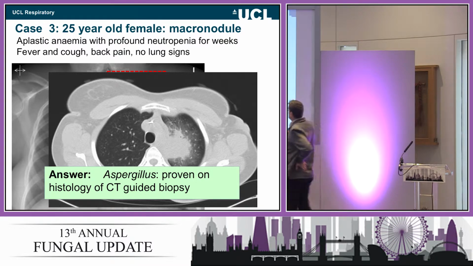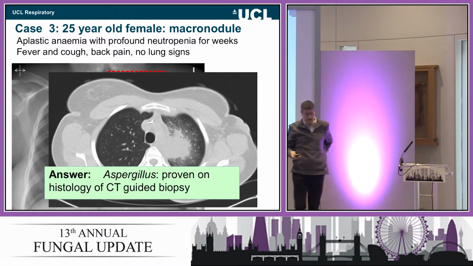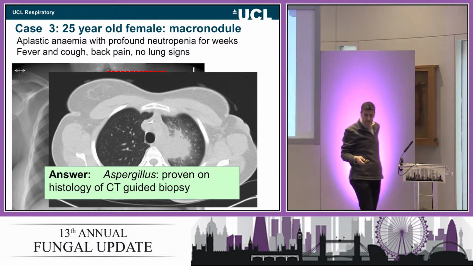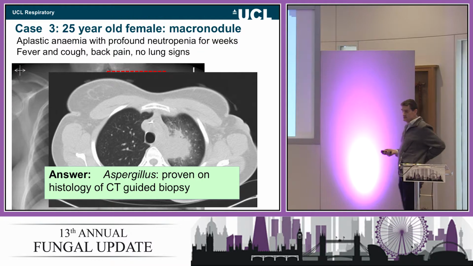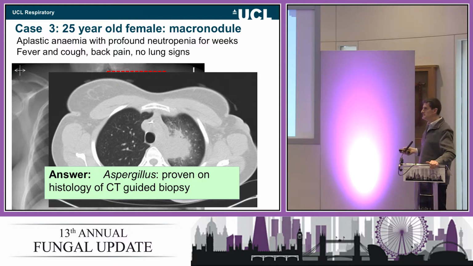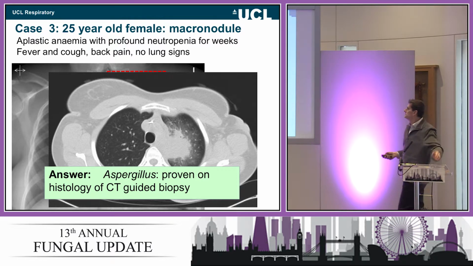So I would describe this as a macronodule. It's relatively round, as you can see the mediastinal pleura, which is why it's not completely round. There's a bit of a halo around the edge, which is meant to be diagnostic. And she's a lady who's had neutrophils which have been 0 or 0 point whatever for several weeks. So this is going to be, anybody? Yeah, this is Aspergillus. Nine times out of 10, this is going to be Aspergillus.